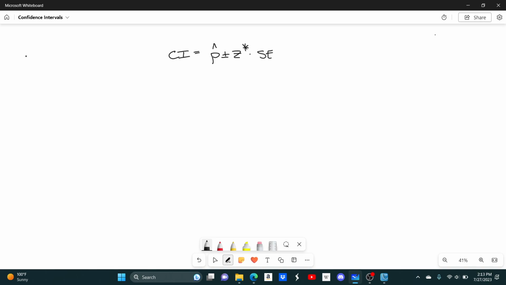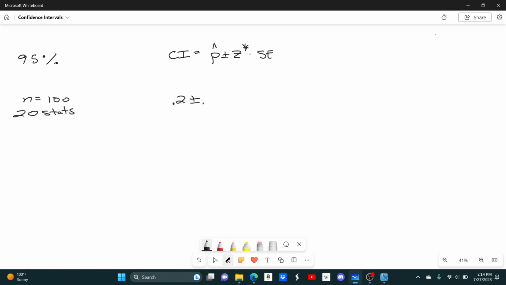So let's say that we're trying to find a 95% confidence interval for the number of students that are taking statistics. Let's say you sample 100 people, and out of that, 20 are taking statistics. How would we create a confidence interval for this? First of all, our point estimate, our sample proportion, is just 20 out of 100, which is 0.2.